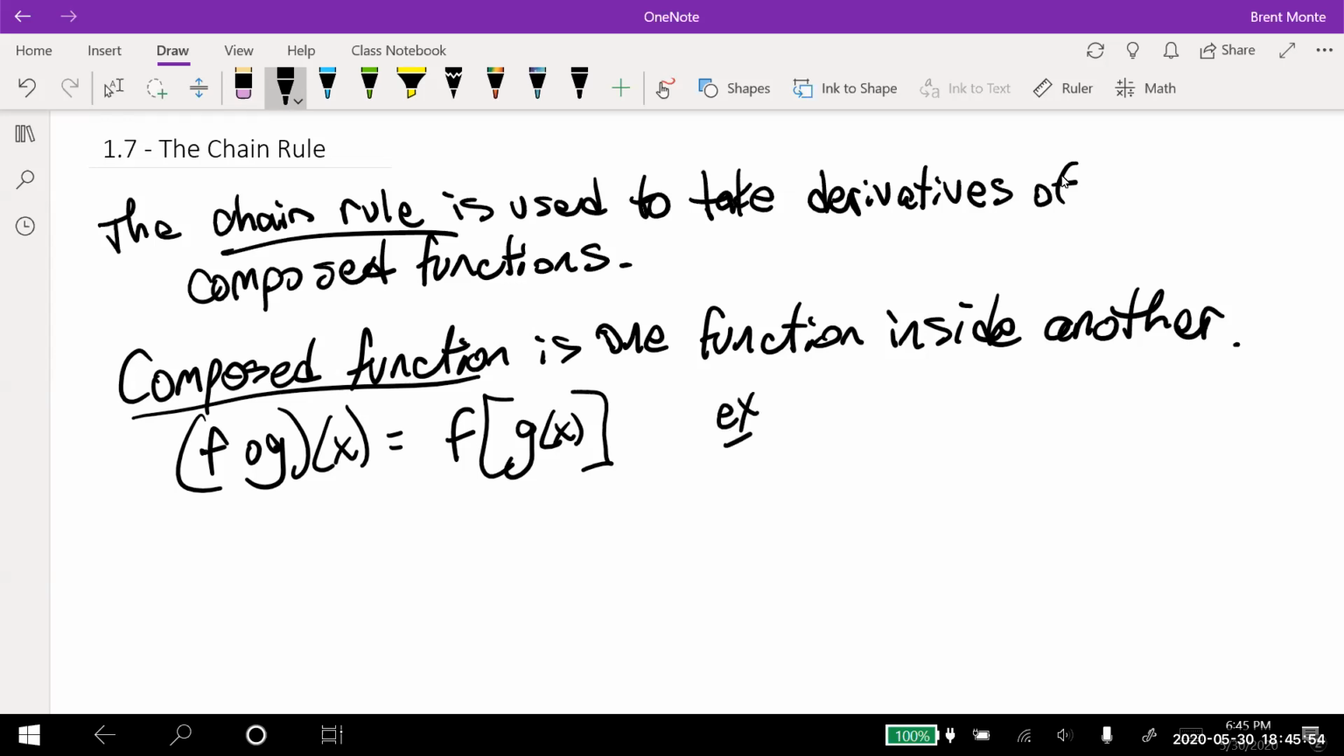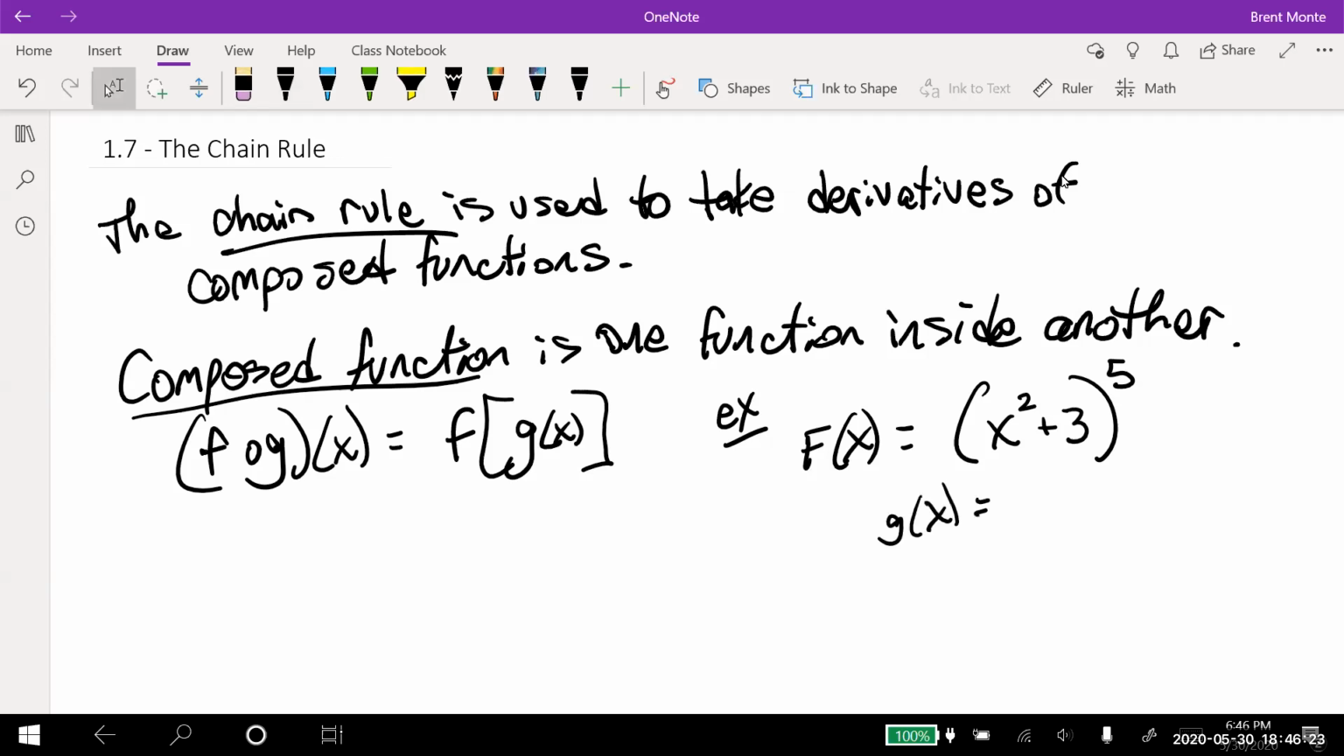So as an example, we may have, say we've got a function, we'll call it capital F of x, and maybe it's x squared plus 3, that's a function. But it's inside another function. Say that's inside the fifth power. So that's two different functions right there. One of the functions, in our case, g of x, would have been the x squared plus 3. And the f of x function would be the x to the fifth.